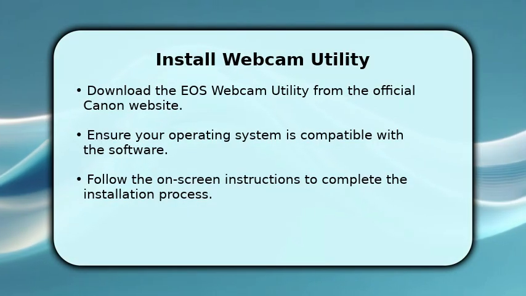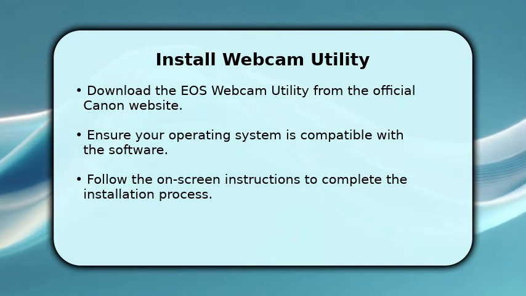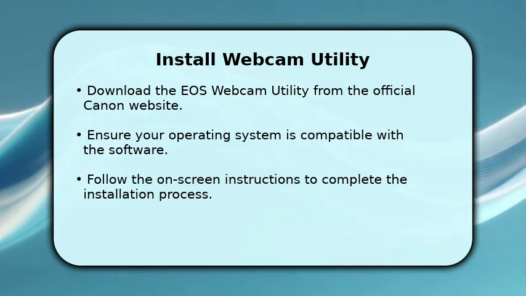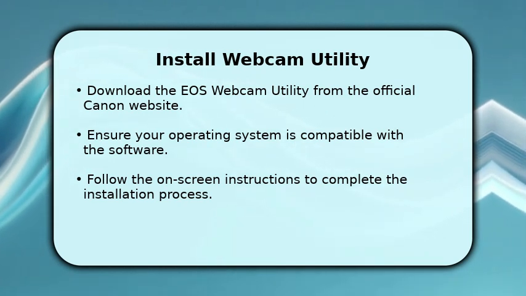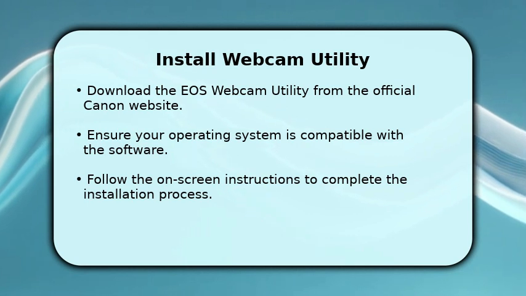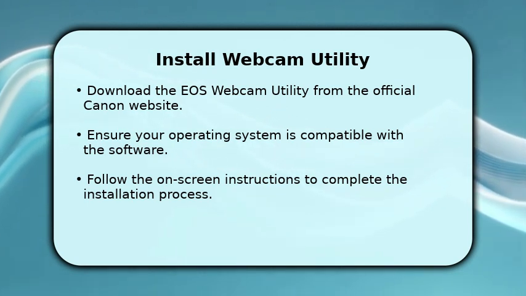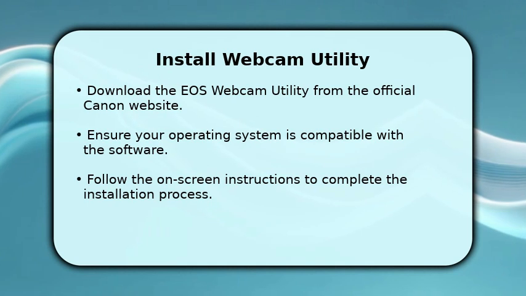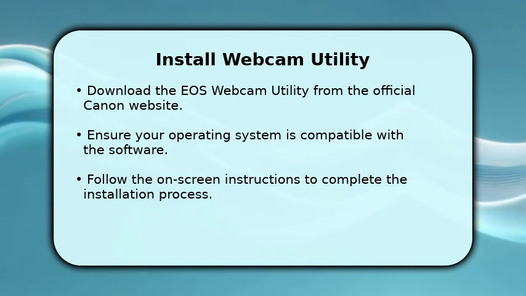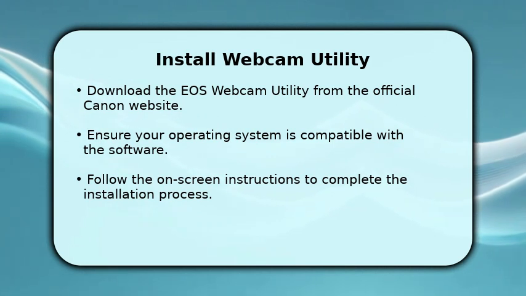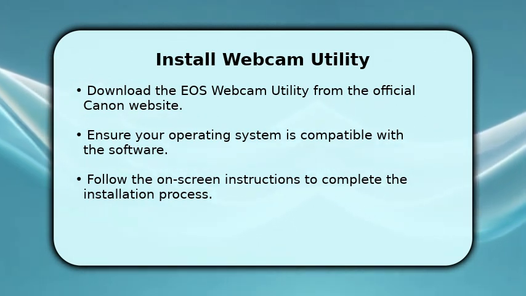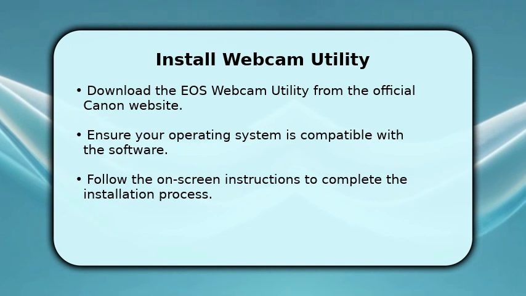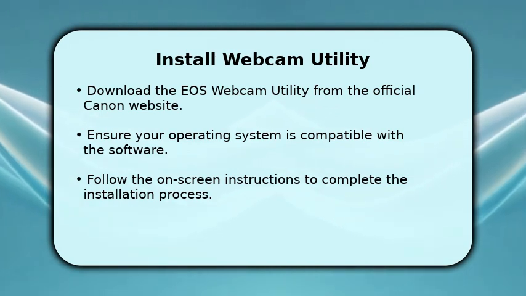The first crucial step is getting the right software. Head over to the official Canon website and locate the EOS webcam utility for your M50 Mark II. Make sure to download the version compatible with your computer's operating system, whether it's Windows or Mac OS. Once downloaded, run the installer and follow the simple prompts. A quick restart of your computer after installation is often recommended to ensure everything integrates smoothly.